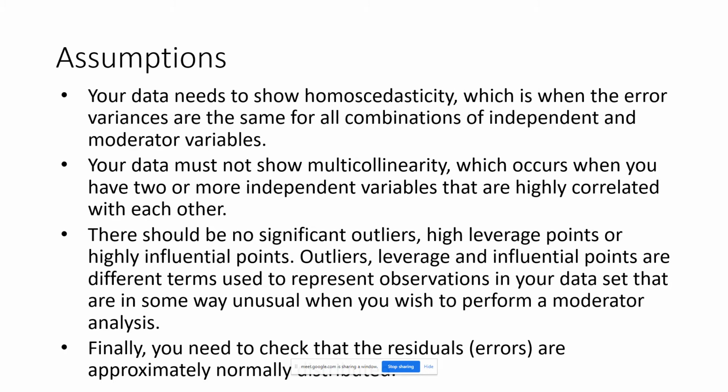Okay, your data must not show multicollinearity, which occurs when you have two or more independent variables that are highly correlated with each other. And then there should be no significant outliers, high leverage points, or highly influential points. Outliers, leverage, and influential points are different terms used to represent observations in your data set that are in some ways unusual when you wish to perform a moderator analysis. And finally, you need to check that the residual errors are approximately normally distributed.